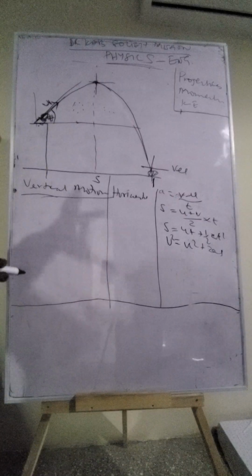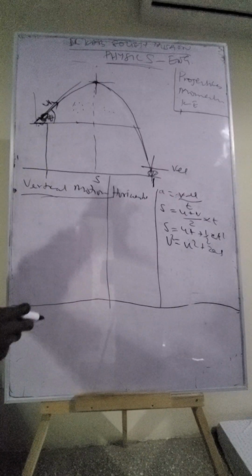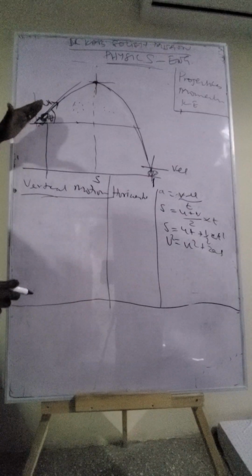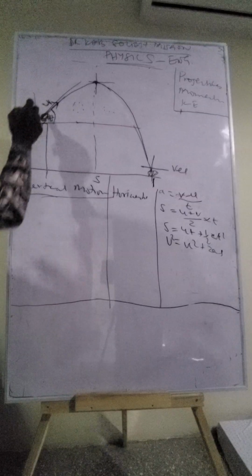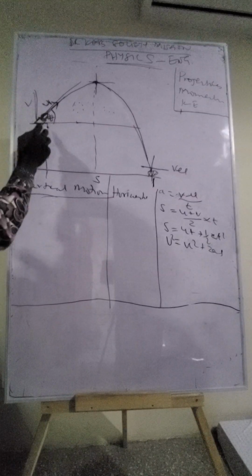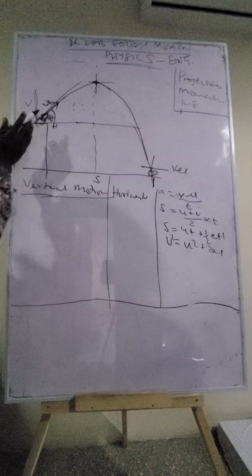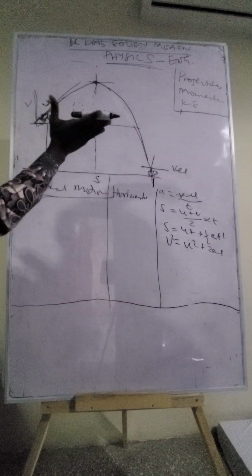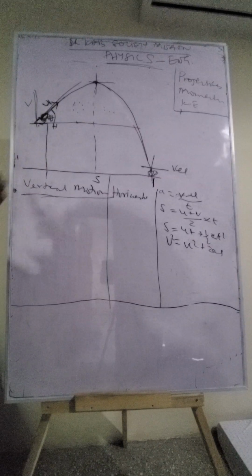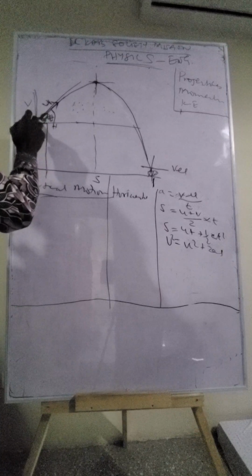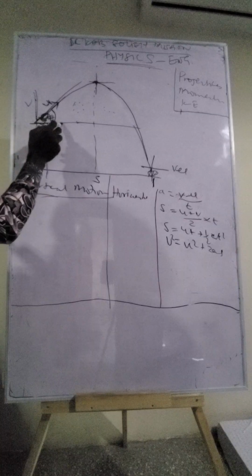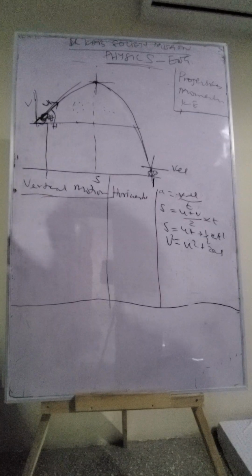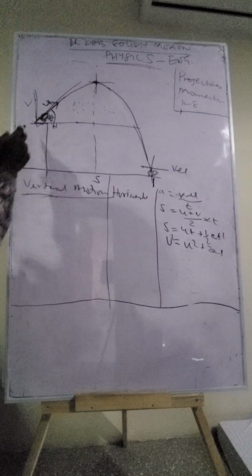Remember, velocity is a vector quantity, so because it's a vector quantity, it has direction. Now it is moving in between the vertical and the horizontal. So as it is going, it will be changing position in the vertical and it will be changing position in the horizontal. But we are interested in the vertical motion, so let's focus on the vertical motion.